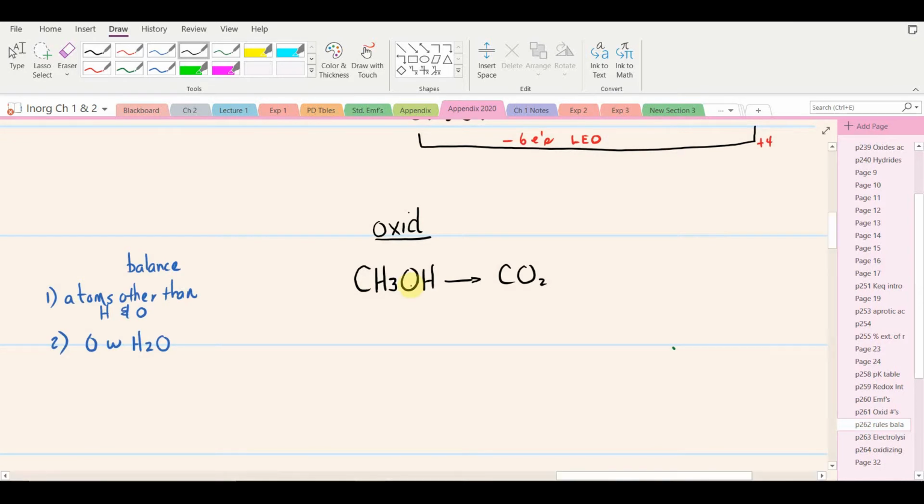On the left I see 1 oxygen, on the right I see 2, so I have to add 1 oxygen to the left. I'm going to add it as water. This will be CH3OH plus H2O goes to CO2. Okay, our third rule is that we're going to balance hydrogen with H+.